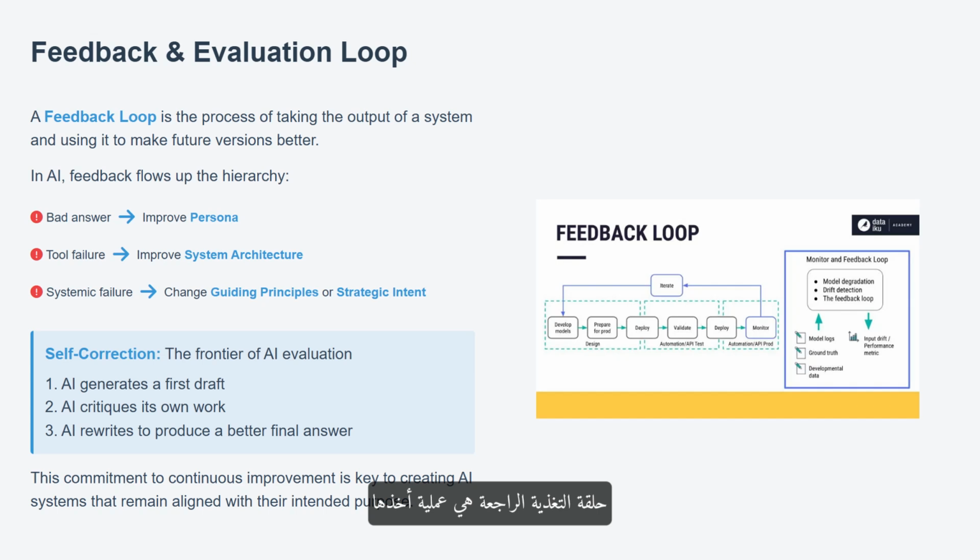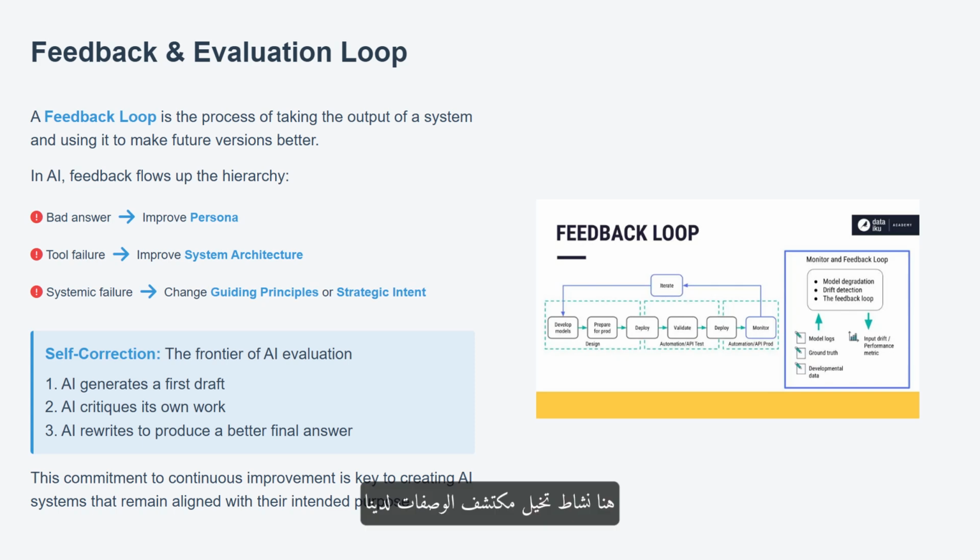A feedback loop is the process of taking the output of a system and using it to make future versions better. In AI, feedback flows up the hierarchy. A bad answer, an atomic execution failure, might lead to improving the AI's persona. A tool failure might lead to improving the system architecture. A systemic failure, where users complain an AI is giving risky advice, might lead to changing its guiding principles or even its core strategic intent. This commitment to continuous improvement is key.